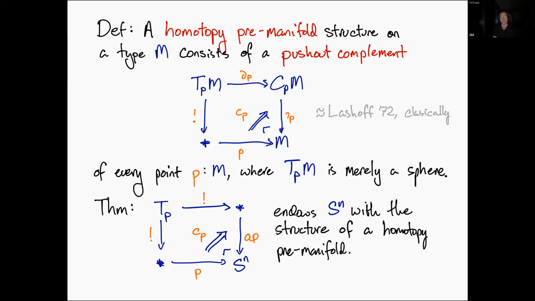This gives us the structure of a homotopy pre-manifold on the sphere. And I'll note that the complement is a point here because when you remove a point from the sphere, you get a disk, which is contractible. But where does it contract to? It contracts to the opposite point, the point at the antipode, right? Okay.